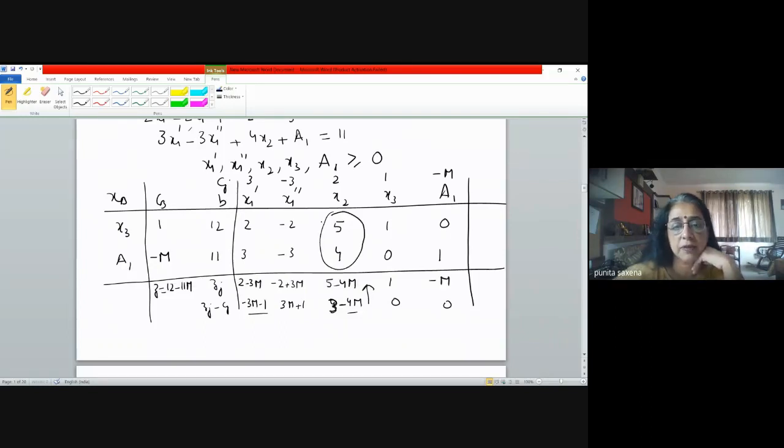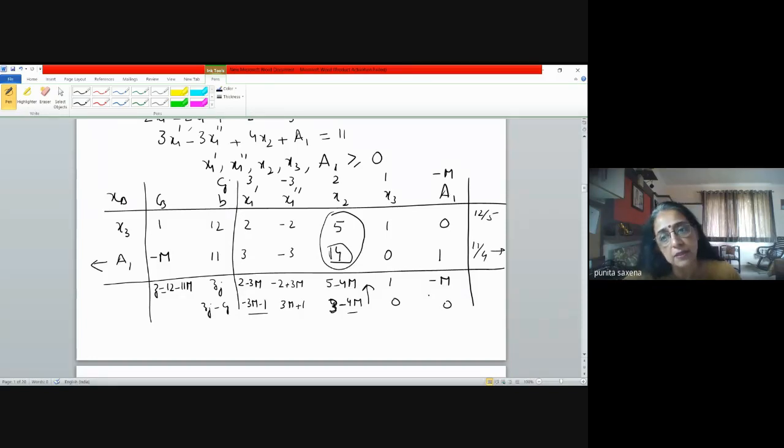So I have this. Now I have to decide upon the variable which will leave the basis, right? So the ratio here is going to be 12 by 5 and here it's going to be 11 by 4. So which one is smaller? Ma'am, a1. So a1 leaves the basis and your 4 becomes your pivot element. Okay, now once a1 has left the basis, we can do away with this column. We don't need it.